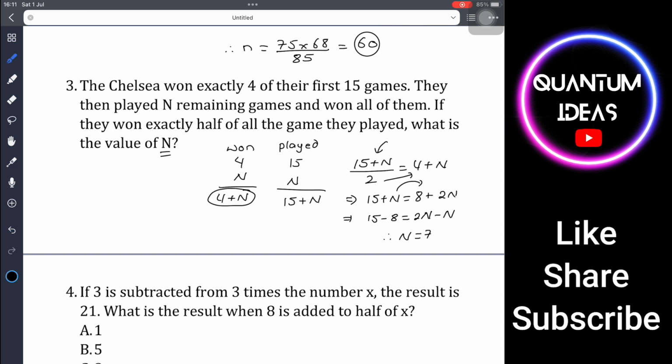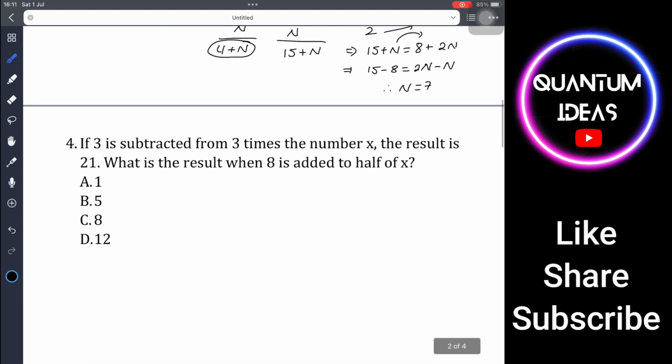Okay, let's move to the next question. If 3 is subtracted from 3 times the number x.